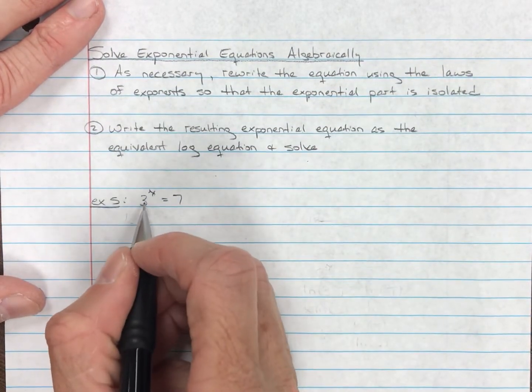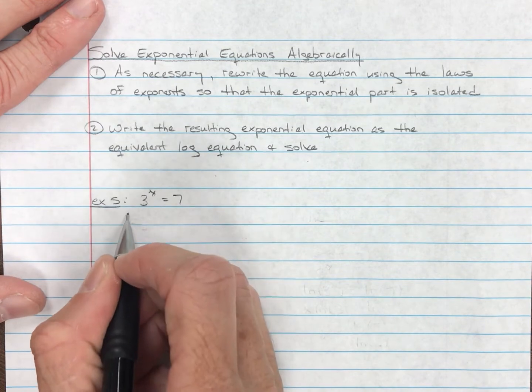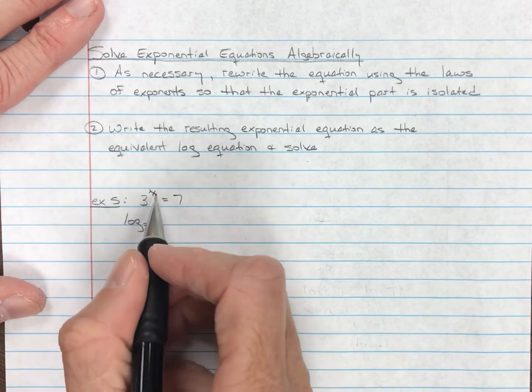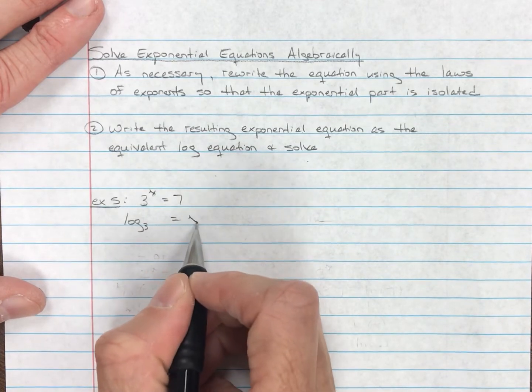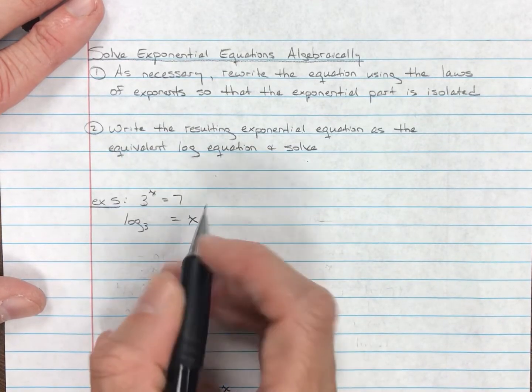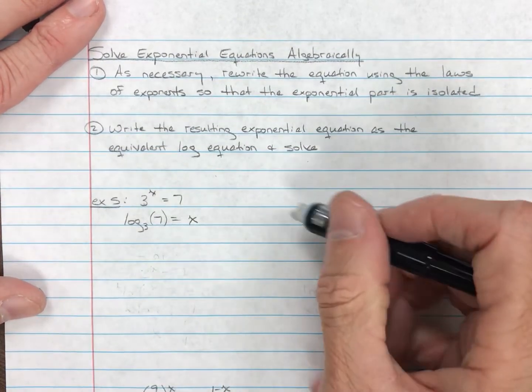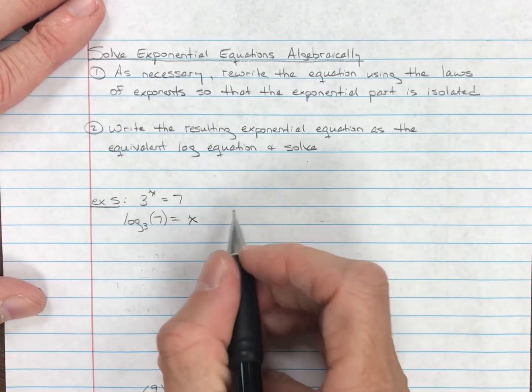Okay, so we know this is right as the equivalent log. This is the log. If 3 is the base, 3 is the base. If x is the exponent, x is the exponent. A log gives you an exponent. And then the 7 is the argument. And there's your answer. X equals log base 3 of 7.